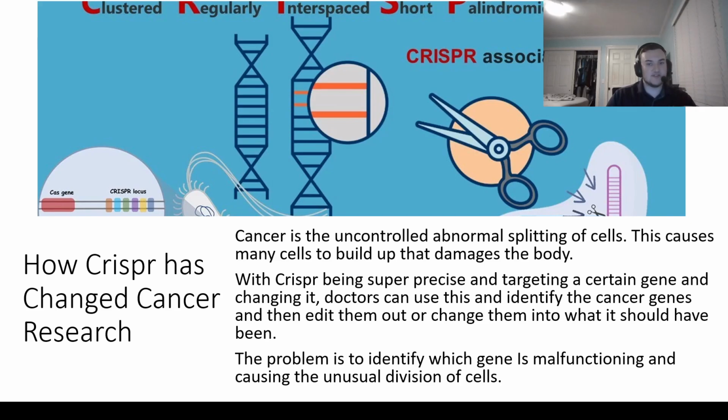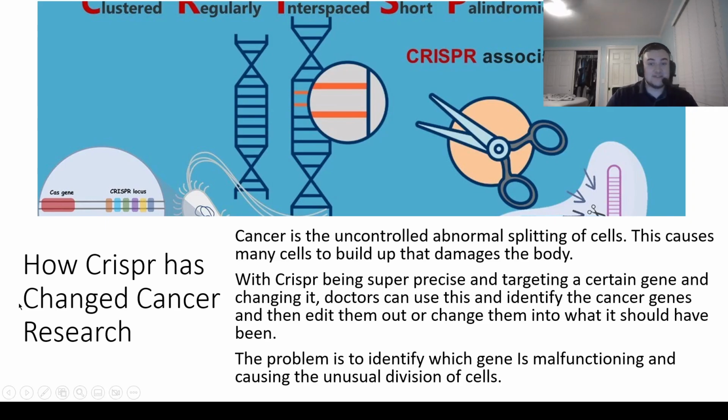So cancer is the uncontrolled abnormal splitting of cells. This causes many cells to build up in a body, and it really, really damages it, as there's an abnormal amount of cells that are not producing and eating away at the body. With CRISPR being super precise and as we're learning more about the human genome, we might be able to target those certain genes that are mutated to cause cancer in tumors in order to remove that and stop it before it happens or stop it from getting any worse.